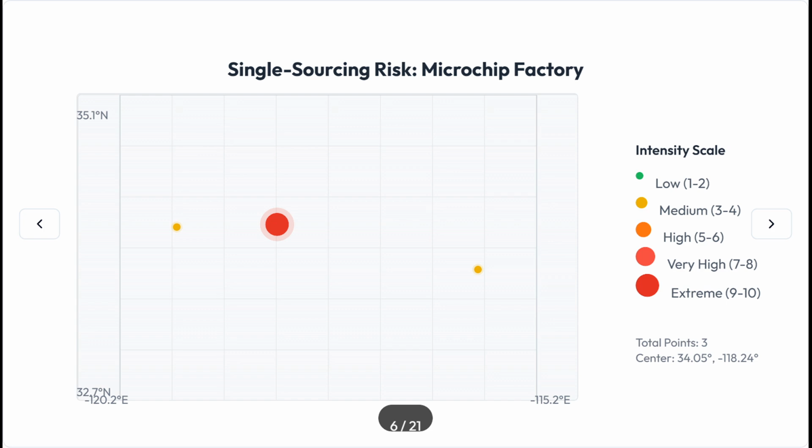This expert insight reinforces that relying on a single supplier for a critical component is a major risk that can halt your entire operation. Building resilience means proactively finding backup suppliers.